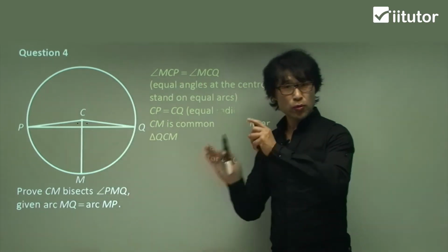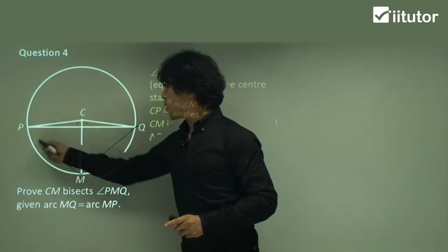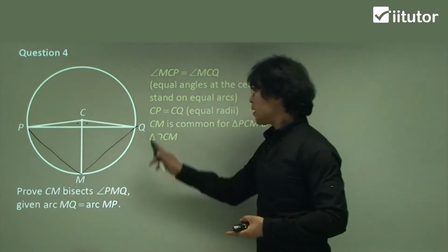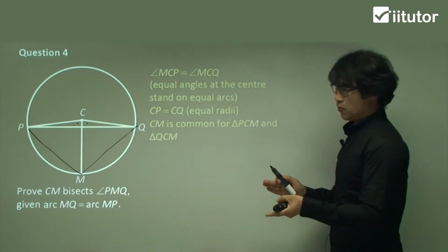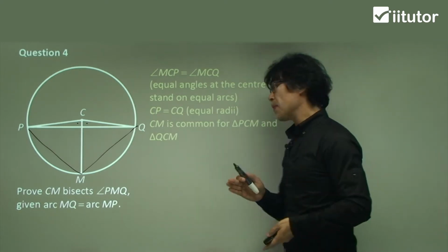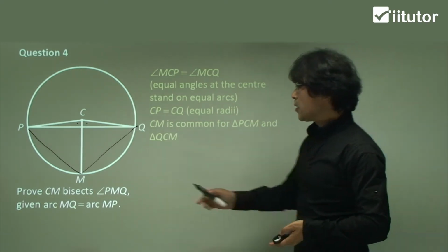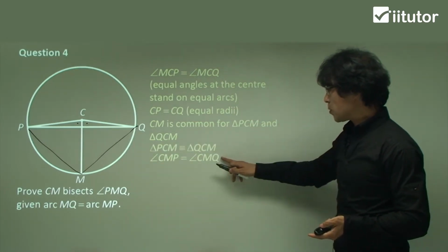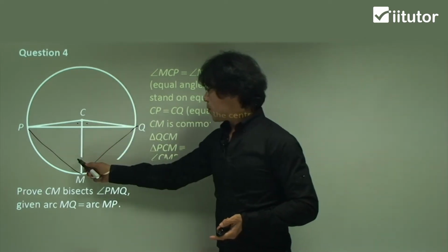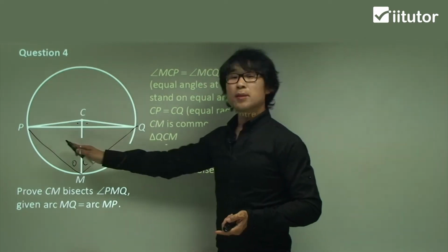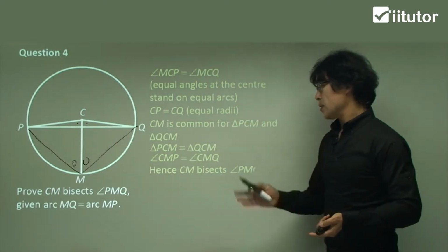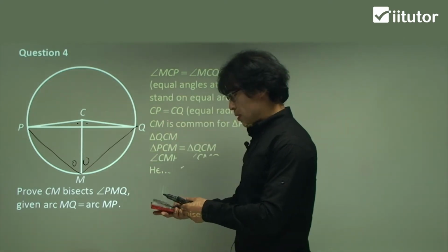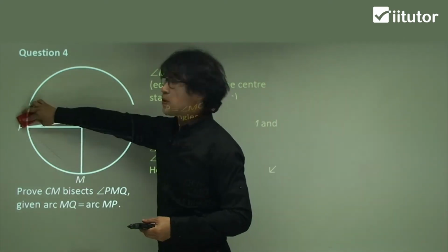CM is common for those two triangles. So we are talking about the triangles PCM and QCM. So we just proved those two triangles are equal, so sorry, congruent. Then the corresponding angles must be equal. So therefore, CM bisects these angles exactly in half. So you can say CM bisected. So easy. So once you understand the basic principle and basic strategy, it shouldn't be a big trouble.